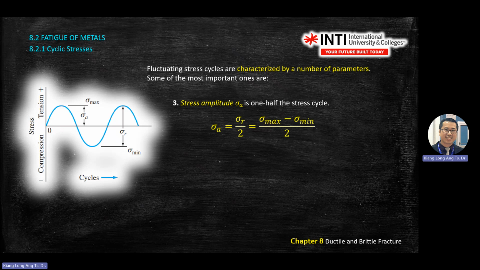Amplitude is half of the range, half of the cycle, from 0 to 0, half cycle. Range divided by half. Stress ratio R is minimum divided by maximum. You take minimum divided by maximum as the stress ratio.